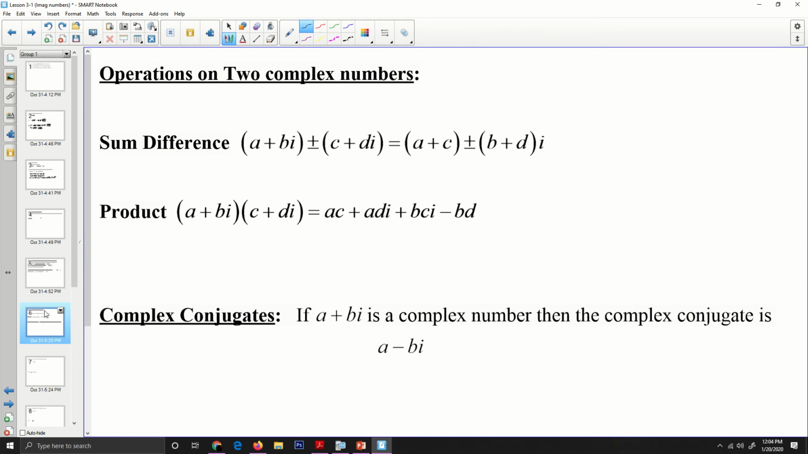The product is just like distributing, and just because we have an i in there, we treat it as if it were any other variable. The only thing we have to remember is that whenever we have i squared, we're going to get -1. Complex conjugates: if a plus bi is a complex number, then the complex conjugate is a minus bi.